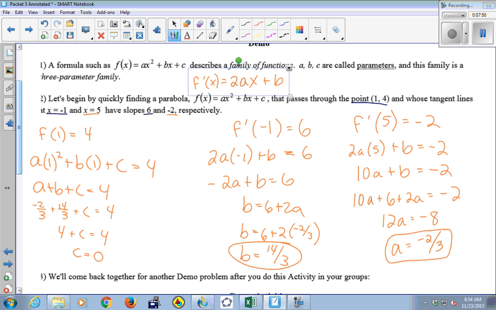So I have found a function, I found a quadratic that satisfies all the criteria. f of 1 is 4, f prime of -1 is 6, and f prime of 5 is -2.